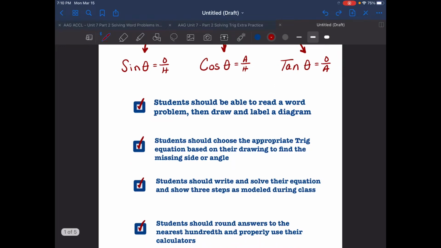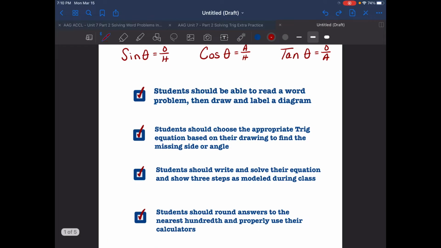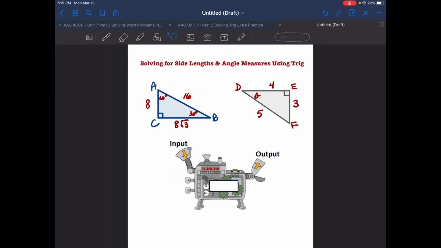Let's see, the third item on the list says students should write and solve their equation and show their 3 steps as modeled during class. So once you have picked your trig equation, then you're going to substitute your values and show your 3 steps in solving. Finally, the last one: students should round answers to the nearest hundredth and properly use their calculators. We're going to make sure that they are set to degrees. We're going to talk about solving for side lengths and angle measures.